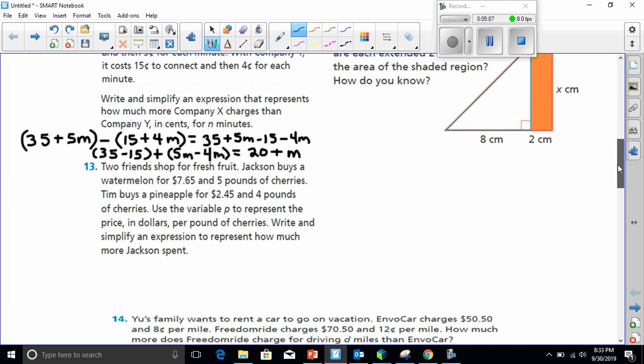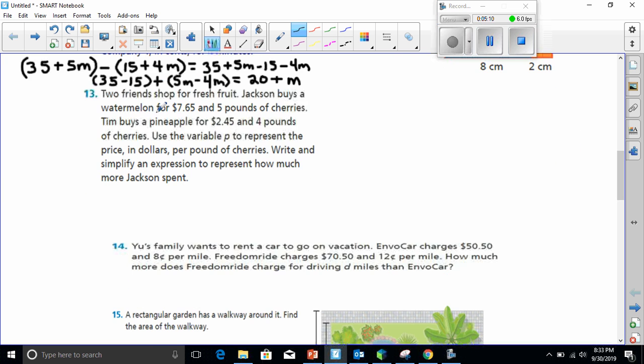Let's try number 13. Two friends shop for fresh fruit. Jackson buys a watermelon for $7.65 and 5 pounds of cherries. Tim buys a pineapple for $2.45 and 4 pounds of cherries. Use the variable p to represent the price in dollars per pound of cherries. Write and simplify an expression to represent how much more Jackson spent.